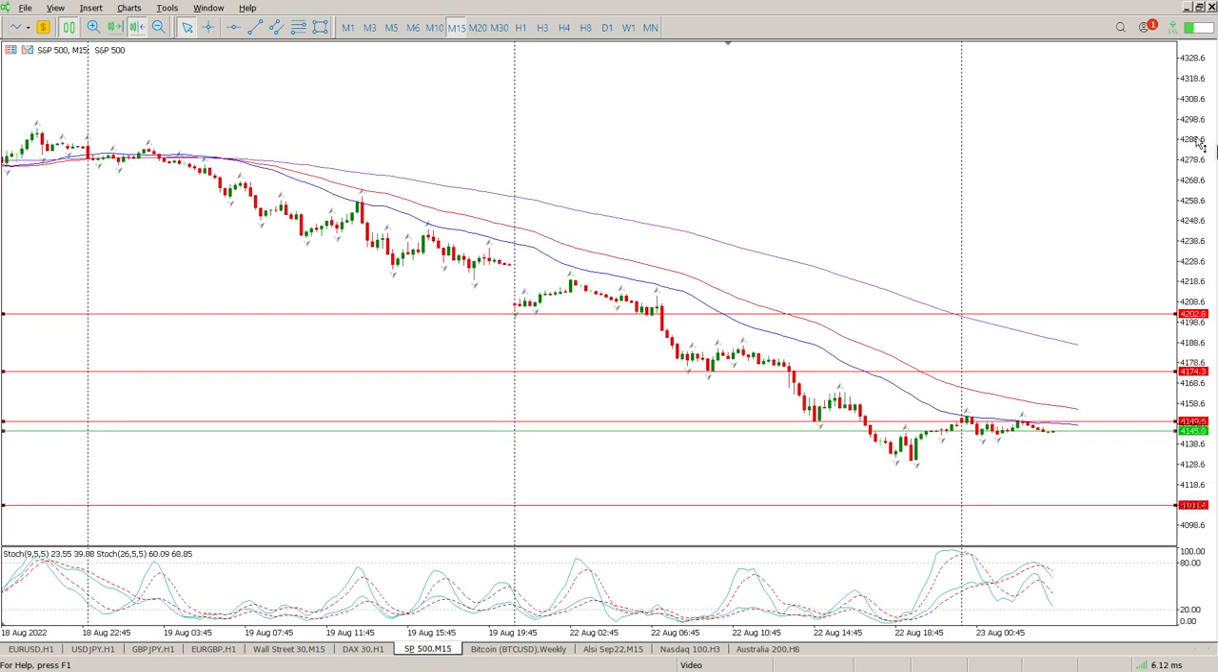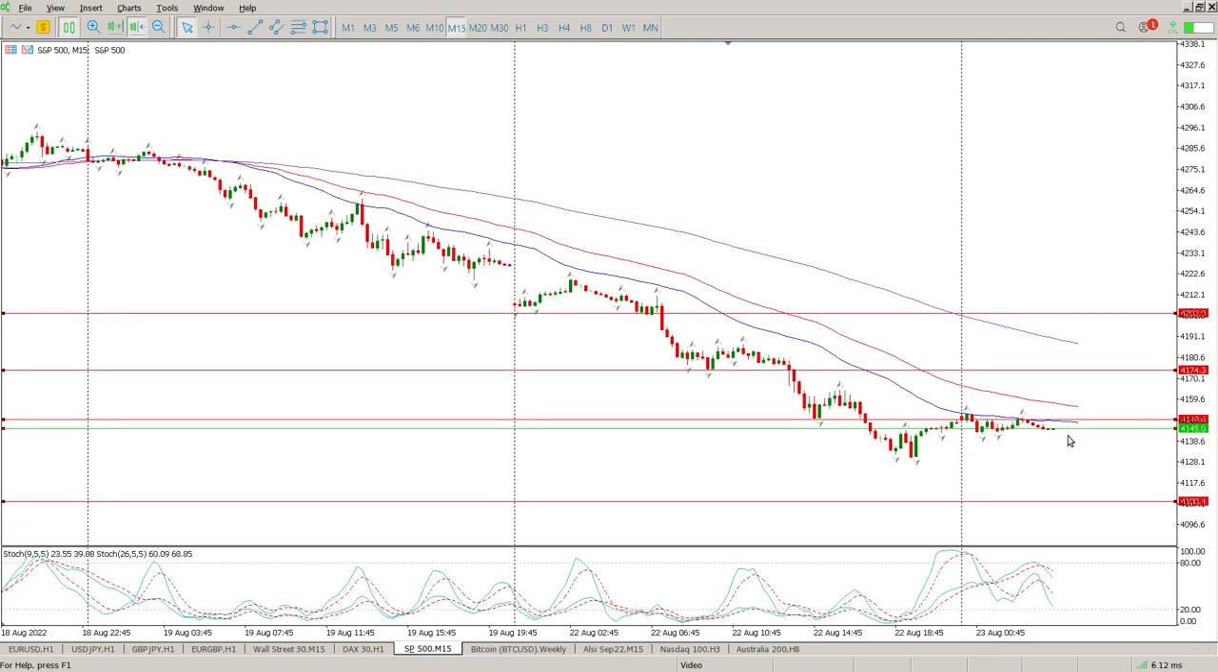The alternative here is a breakdown, and I've got a level here. I'm just going to put it somewhere there. So, a break of 4142, retest of that, then you're looking at this 4100 area to the downside.